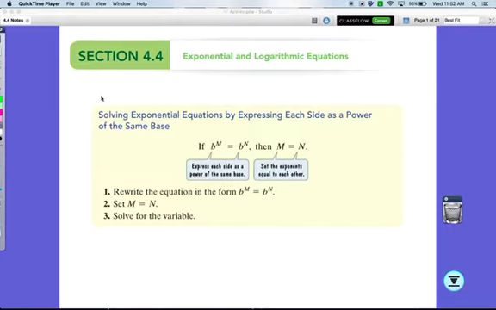Alright, last section in chapter 4, exponential and logarithmic equations. We're going to see how to solve equations, and there's several different ways to do it here, and it all is based upon the setup of the way the equation looks. If you have an exponential equal to an exponential, and they have the same base, or if you can rewrite it so that they have the same base, you can drop the bases and just set the exponents equal to each other. So let's look at how that would work.